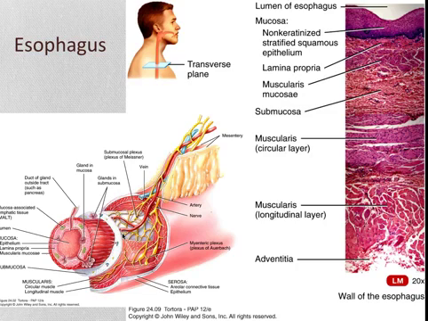Then we have our esophagus. Very quickly here, we have the same sort of layers: mucosa, submucosa, muscularis. And in this case, we have something called adventitia, not serosa. Adventitia tends to be a little bit looser than serosa. The mucosa in the esophagus is made up of non-keratinized stratified squamous epithelium. The lamina propria is just areolar connective tissue, and then there's the muscularis mucosa. Then the submucosa, and then again the circular and longitudinal muscle layers, and then the connective tissue.